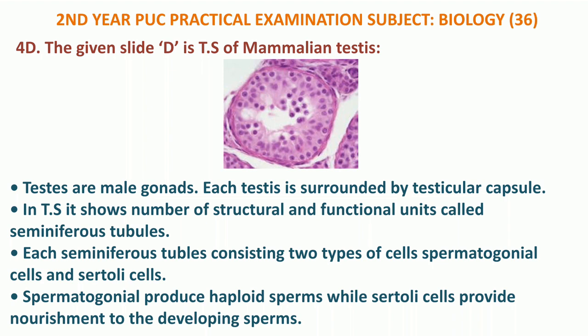In TS, it shows a number of structural and functional units called seminiferous tubules. Each seminiferous tubule consists of 2 types of cells: spermatogonial cells and Sertoli cells. Spermatogonial cells can produce haploid sperm cells, while Sertoli cells provide nourishment to developing sperm. So these are the points you have to write for this slide, but no need to draw the diagram. For identification, 1 mark. For comment, 2 marks.